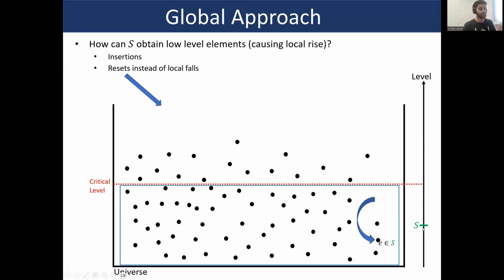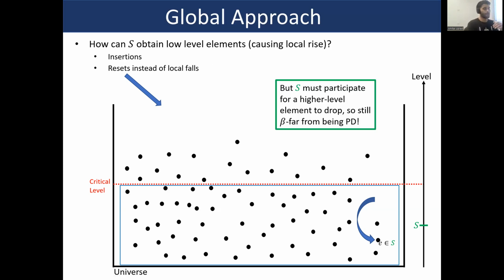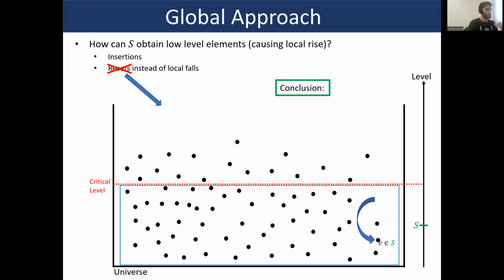So for this to occur, S would have to participate in the reset to obtain a new low-level element. But if S participates in a reset, then by the previous observation, it's still beta far from being PD. The number of low-level elements it has is less than CS times beta to the power of J. So in a sense, we're still back to square one, and we still need to obtain a beta factor more low-level elements. So resets can't happen. We can't have new low-level elements.